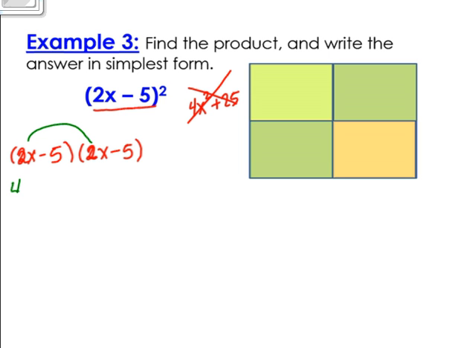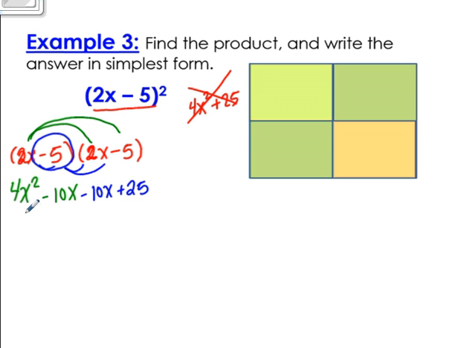2x times 2x is a 4x squared. 2x times negative 5 is a negative 10x. And then we need to be careful here with this negative 5. Negative 5 times 2x is a negative 10x. And then negative 5 times negative 5 is a positive 25.